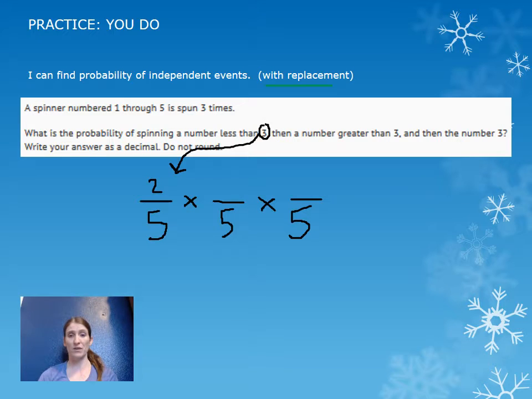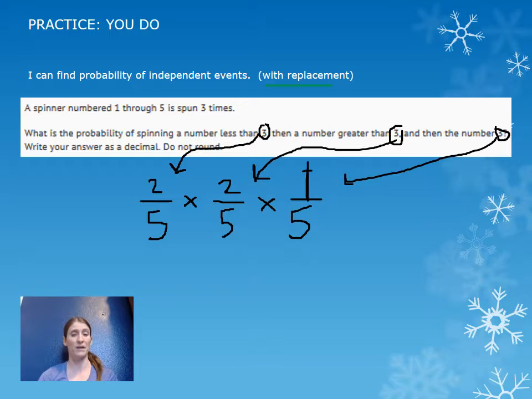A number greater than 3, okay, so that means I can't count 3, but I have 4 and 5, so that's 2 more choices. And a number exactly 3, so there's only one of those, so I would put 1. Now we multiply straight across, so 2 times 2 is 4, times 1 is still 4. Not adding, multiplying. 5 times 5 is 25. What's 25 times 5? I think that's 125, but I better double check. Yep, 125.